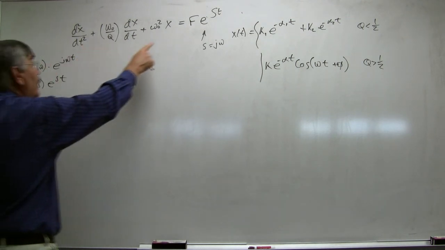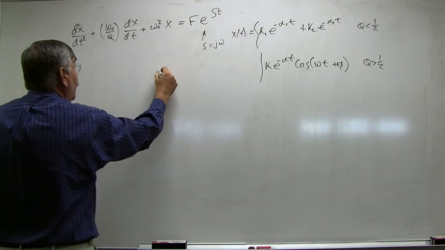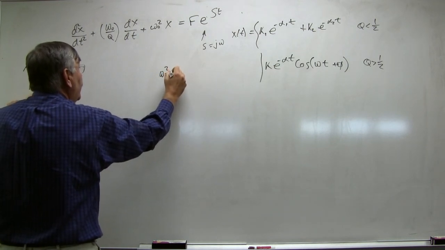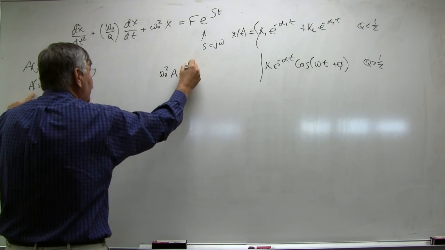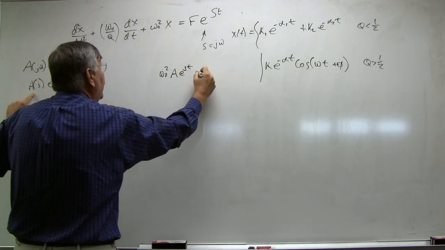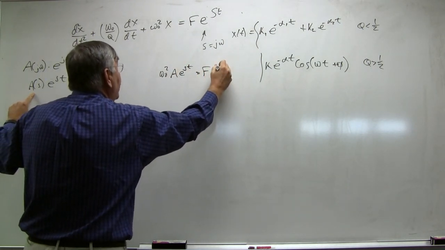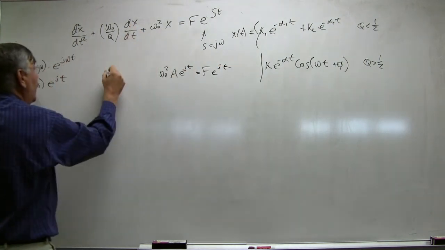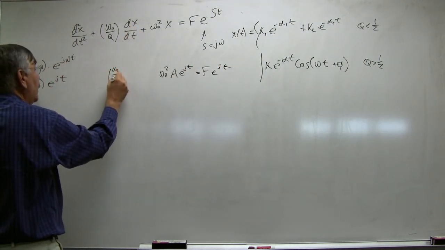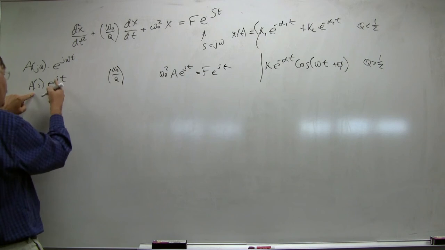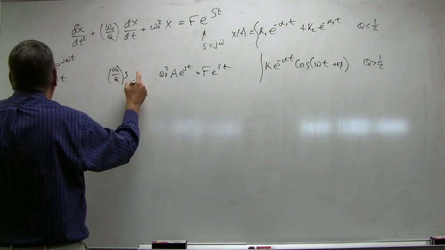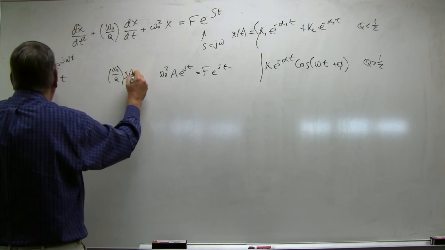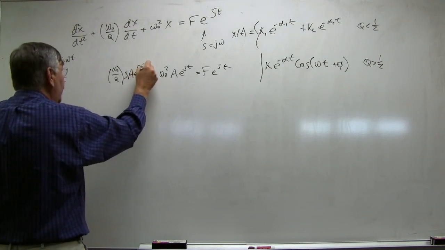If I take one derivative of this guy, let's just put this in. So I've got omega naught squared times my x function, which is A e to the st, and that's going to equal f e to the st. And then over here, I'm going to get omega naught over Q. We take one derivative of this guy, one factor of s comes out, and everything else is the same, A e to the st.